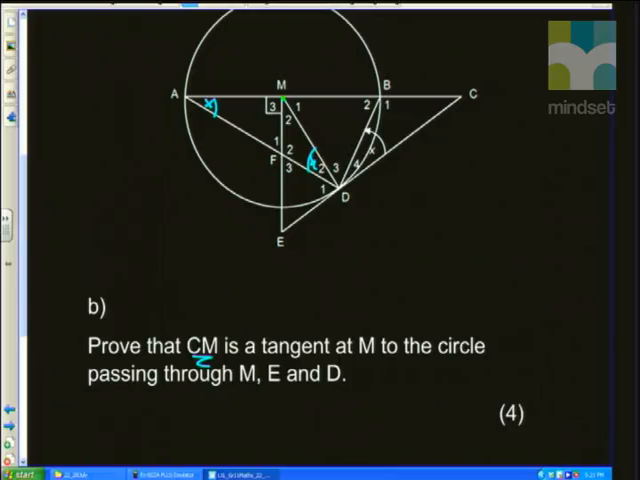Where is E? Oh, okay. There's E, and then there's D. So in other words, we want to show that here we can actually draw a circle, right? Now, I have to prove that CM, this is CM, we need to show that CM is a tangent to this circle, all right?